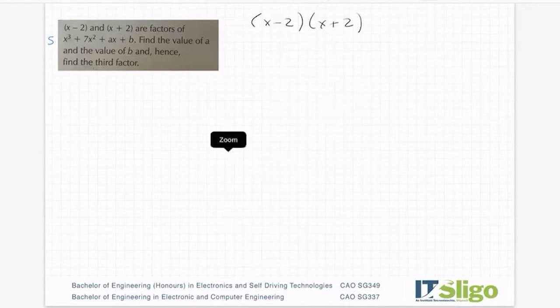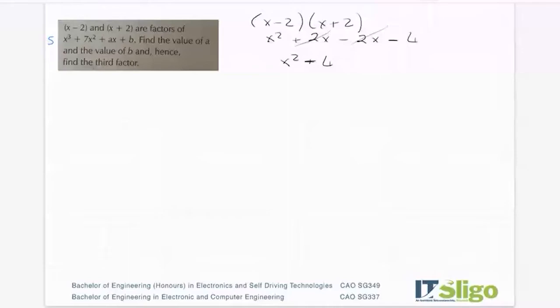So I'm multiplying these together. X by x is x squared. X by plus 2 is plus 2x, minus 2x, plus 4. Okay, so this is the difference of two squares. So x squared, that should be a minus 4 there. X squared minus 4 is what I get when I multiply those two together, okay?